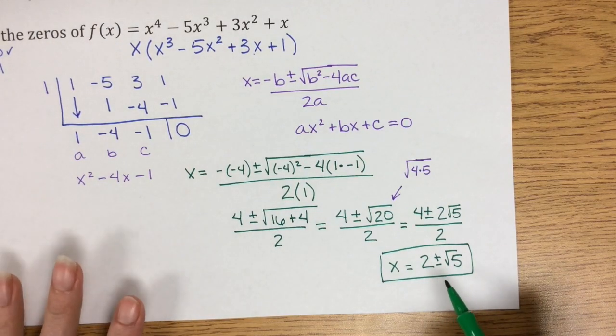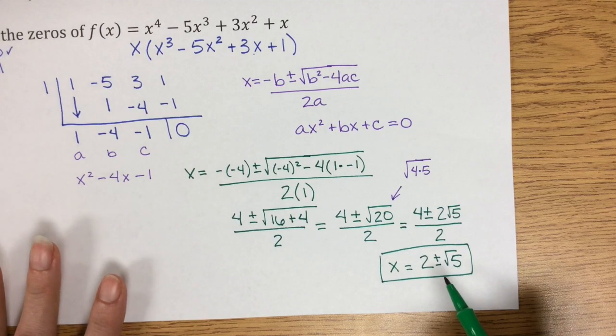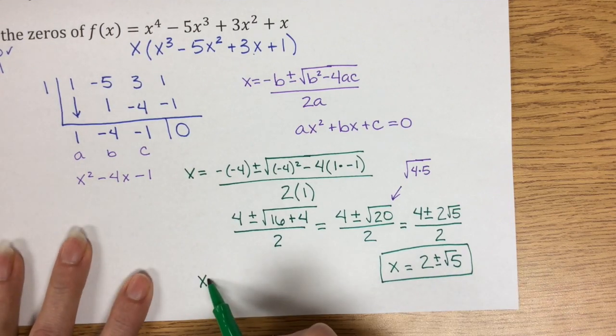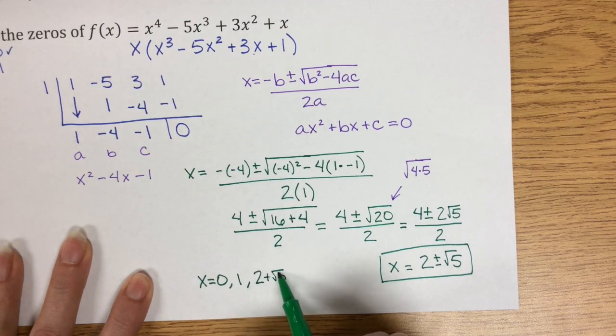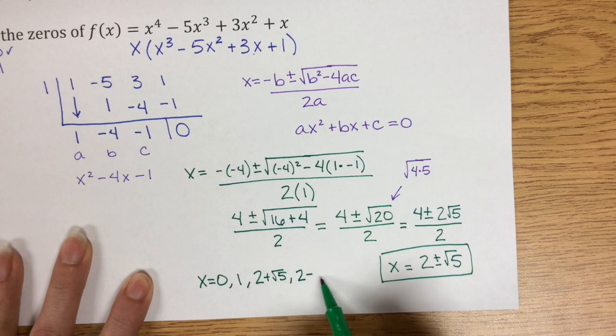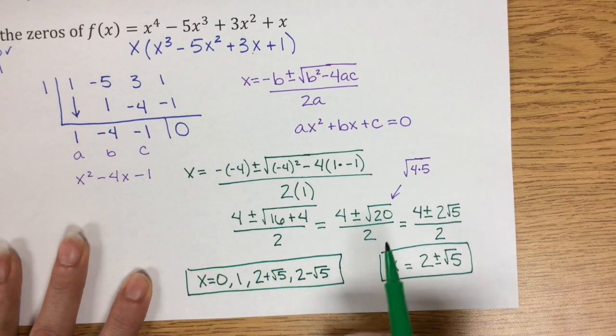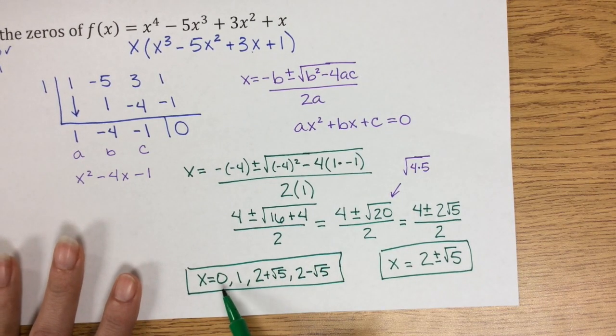A final list of all the zeros are the 2 we found in our calculator. So x equals 0, x equals 1, 2 plus the square root of 5, and 2 minus the square root of 5. You should have the same number of zeros as your degree, and we do. Our degree is 4. 1, 2, 3, 4.